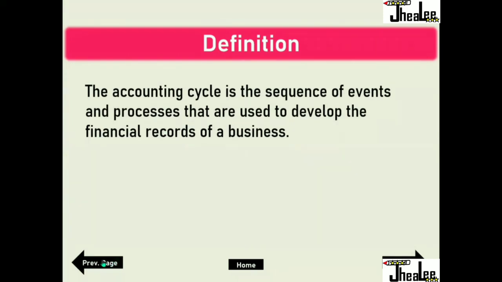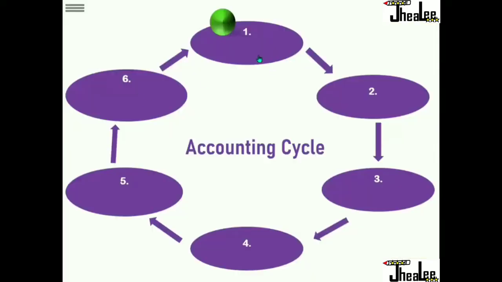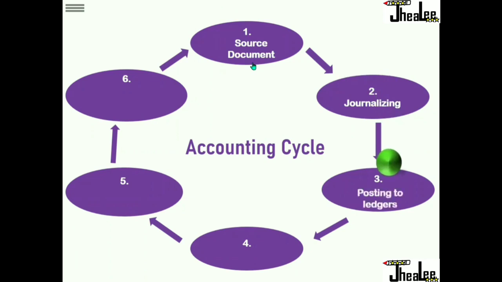We're now going to look at a diagram of the accounting cycle. The basic accounting cycle is a 6-step process. The first step is to gather your source documents. Having gathered that information, what do you do with it? You're now going to classify it and do your journalizing. After journalizing, your next step is to post to the ledgers. Having posted to the ledgers, your next step is to prepare the trial balance.